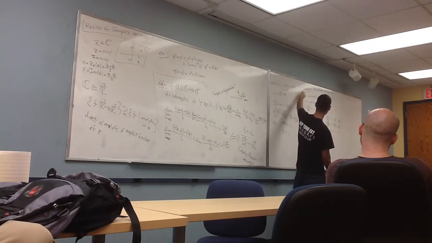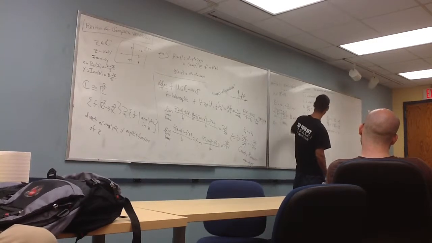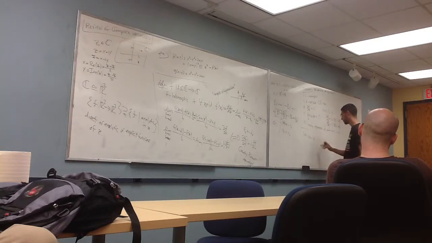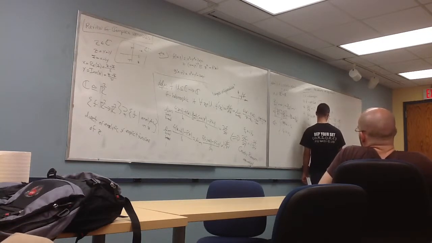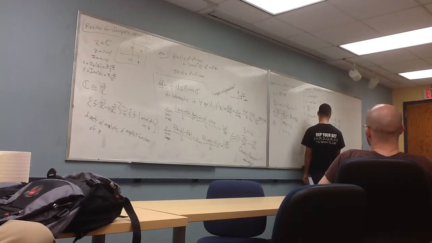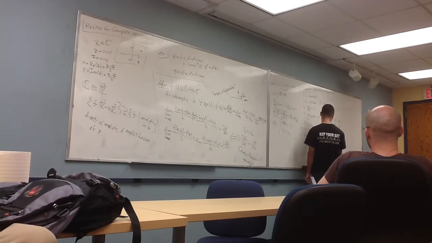I started with one, but I could have started here and shown the rest, or started here and shown the rest. So to show, for example, 2 if and only if 3: if f satisfies the Cauchy-Riemann equations, then we have this. f is u plus iv, and our operator with respect to z bar is 1/2 times the partial with respect to f.